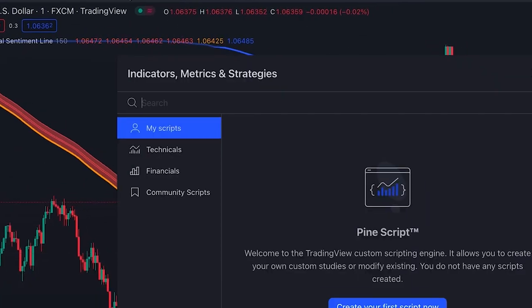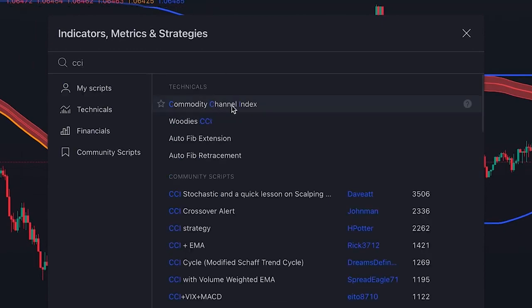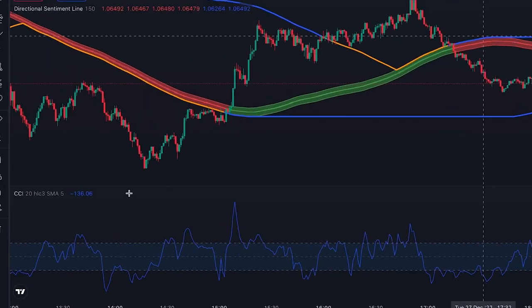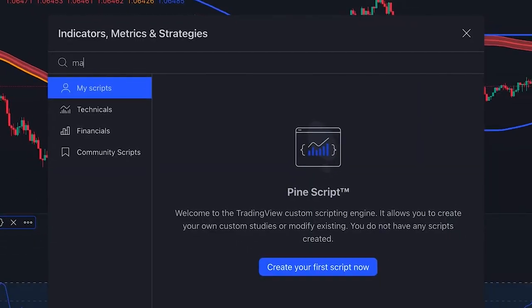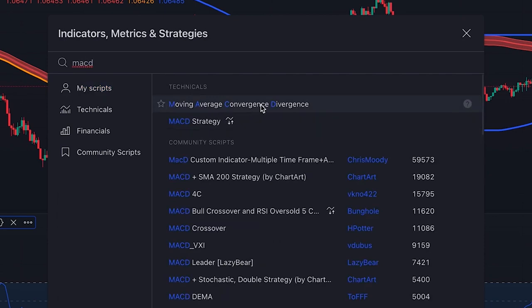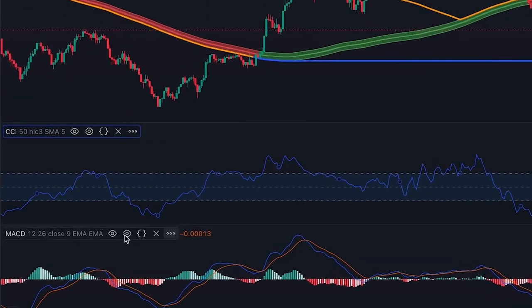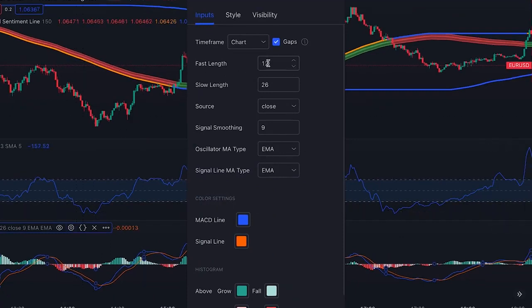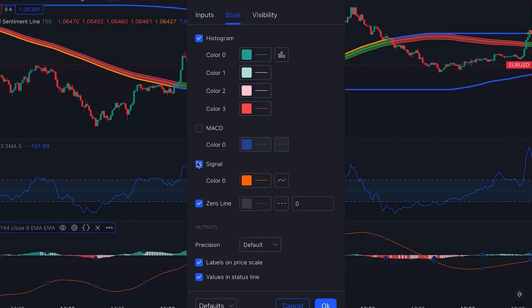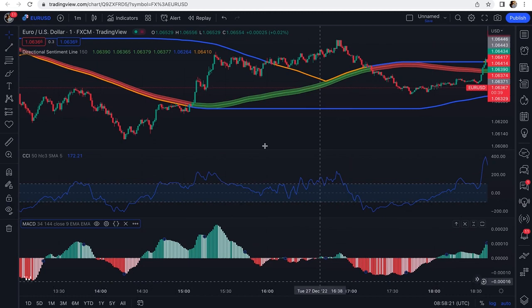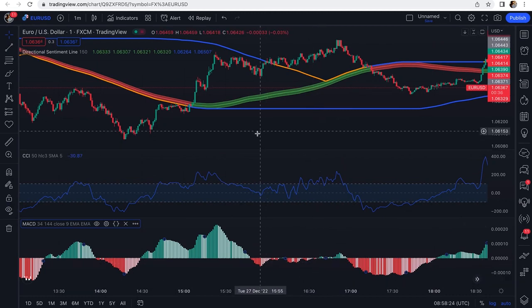The next indicator that we want to add is CCI, Commodity Channel Index, this one, and we must change its settings. Here for the length we set it at 50. And the last indicator that we want to add is MACD, Moving Average Convergence Divergence. And for MACD also we must change its settings. Here for the fast length we set it at 34, and for the slow length we set it at 144. In this strategy we only need histogram, so here in the style tab we uncheck MACD line and signal line. Everything is already set on the chart, and let's see how we trade based on this 1 minute scalping strategy.